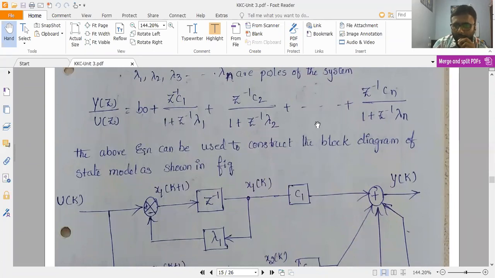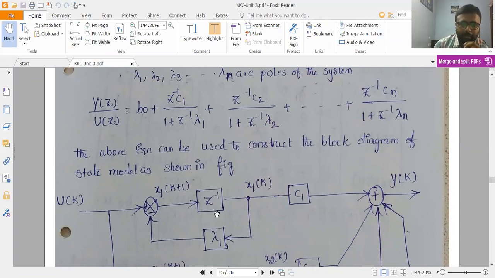This particular block is going to be added to the overall function. Therefore, it is going to be connected to the summing point. Okay. So this is the first term in that particular expression.